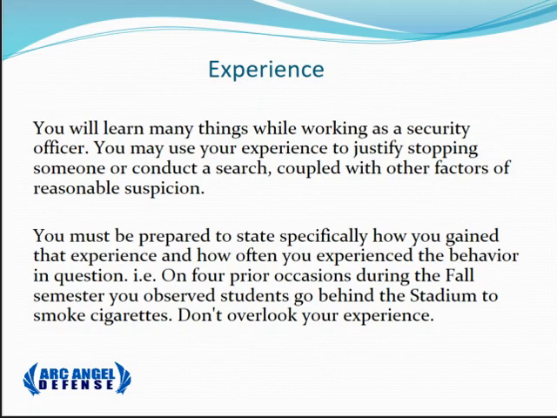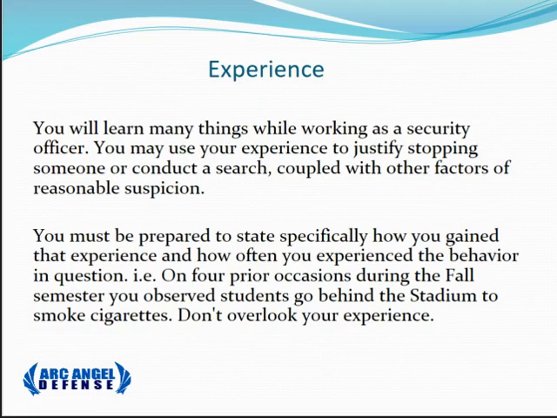I know that we're cramming a lot in here, and it feels like information overload, so I know how that is. A lot of this stuff just comes with experience. You will learn many things while working as a security officer on a school campus, and you may use your experience to justify stopping someone or conducting a search, coupled with other factors of reasonable suspicion.